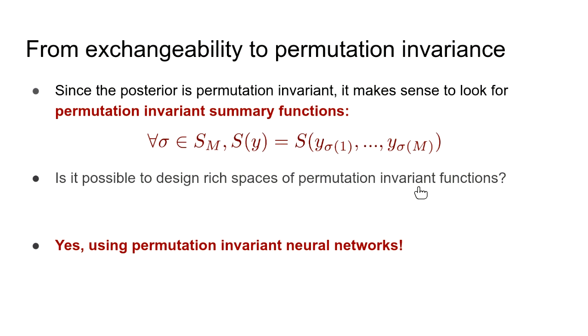So what we're going to look for are functions that are invariant to reorderings, invariant to permutations. Again, that can be written mathematically like this: for any permutation in the symmetric group, the action of the permutation does not change the value of the function. The question is now, is it possible to design rich spaces of such permutation invariant functions? One way of doing this is to use a whole subfield of deep learning called permutation invariant neural networks. I'm going to present this subfield very quickly.